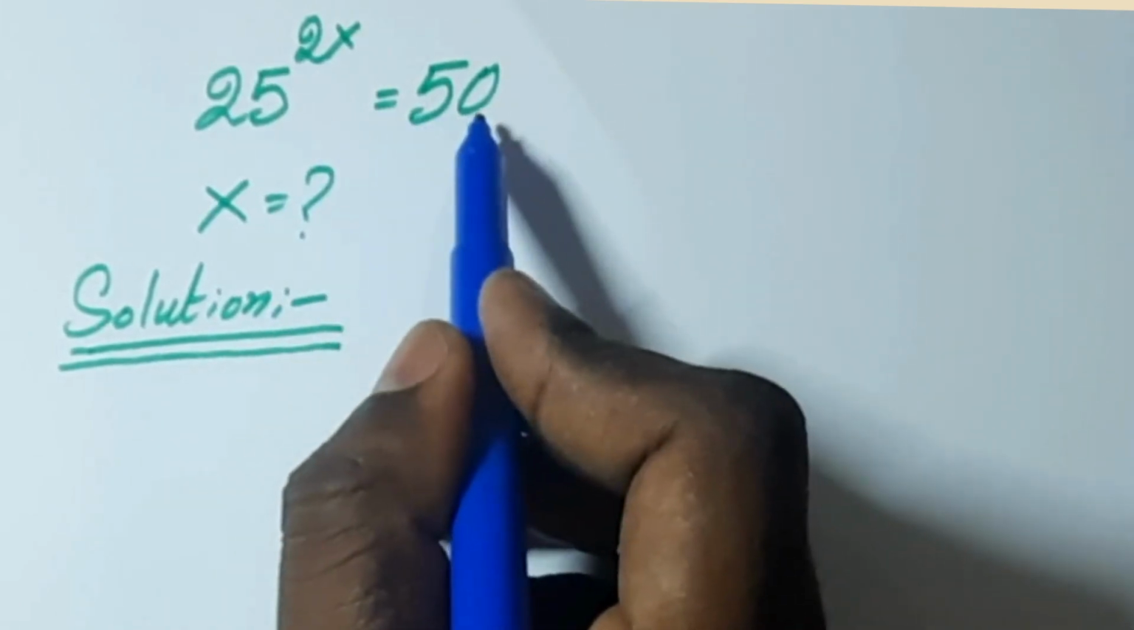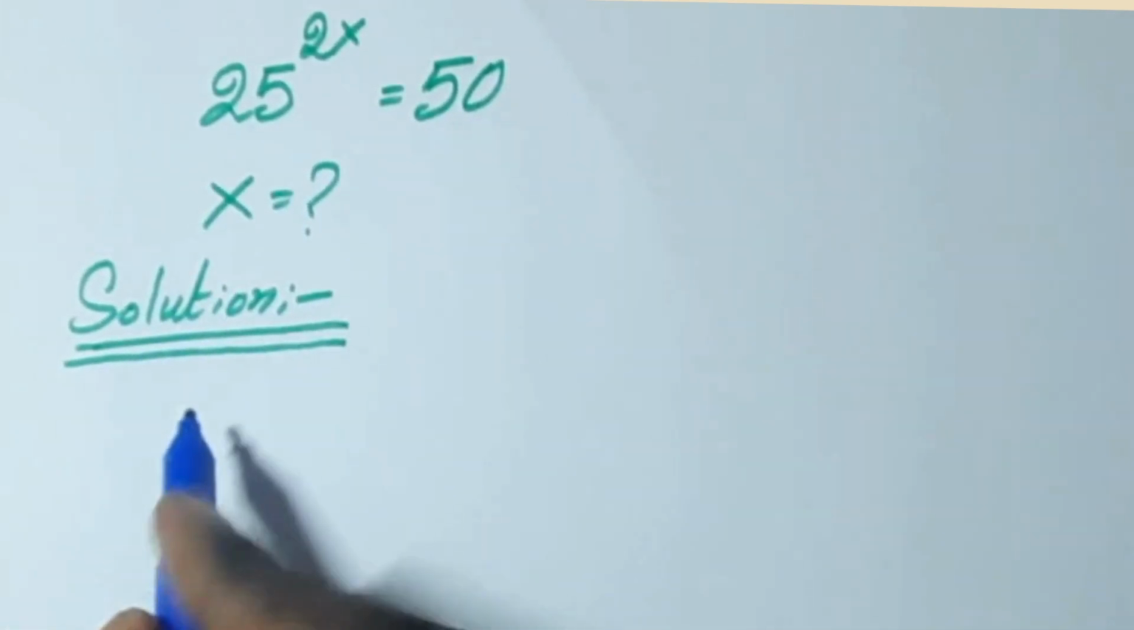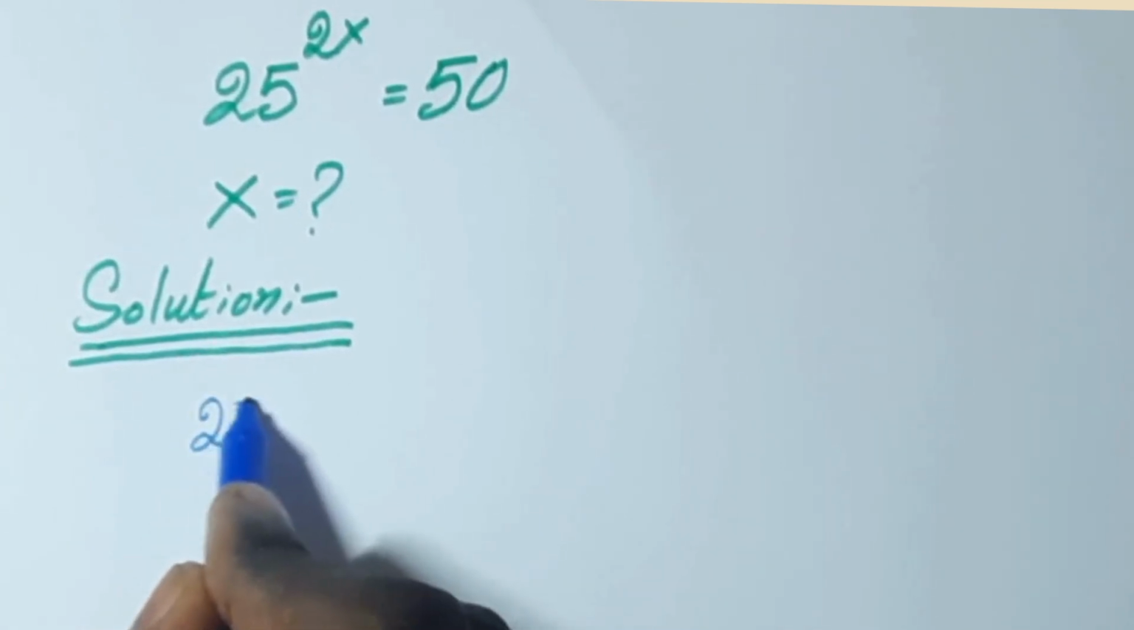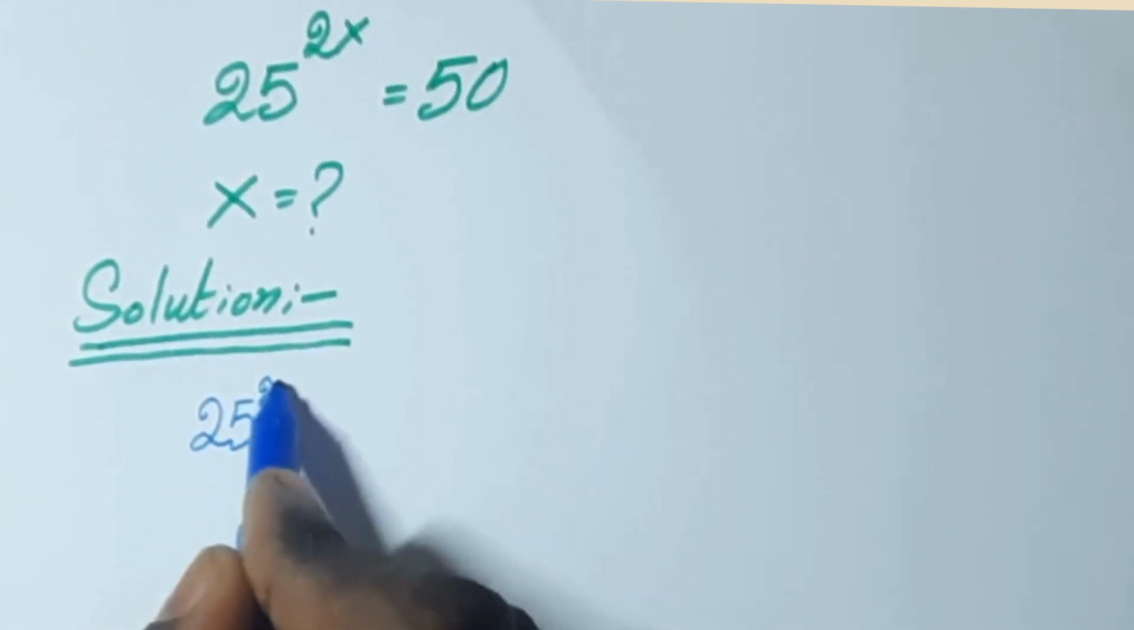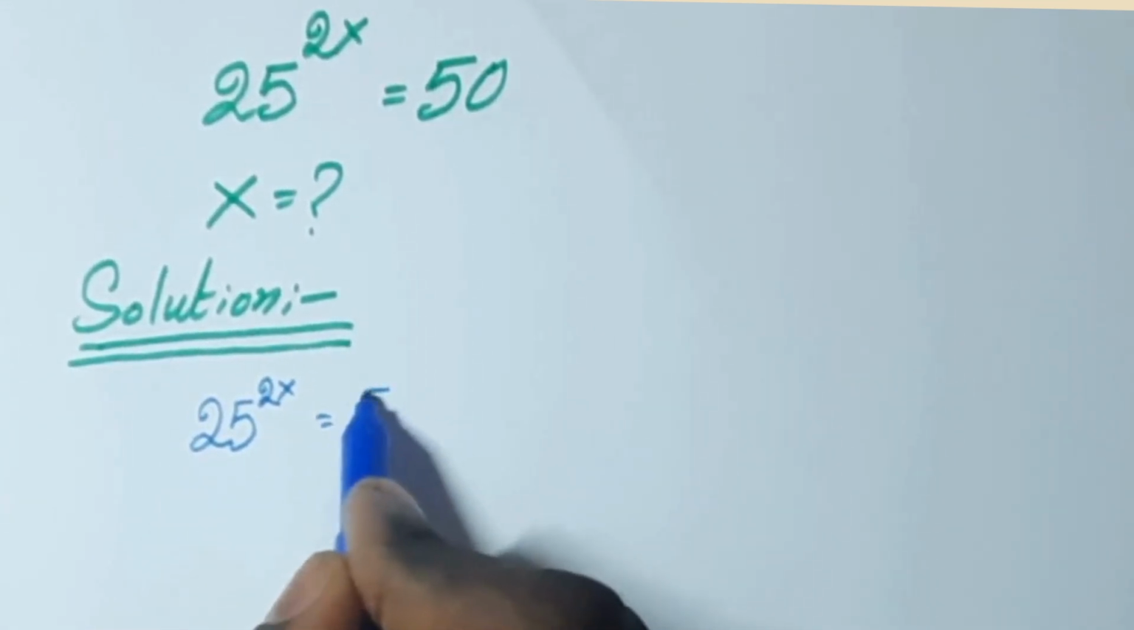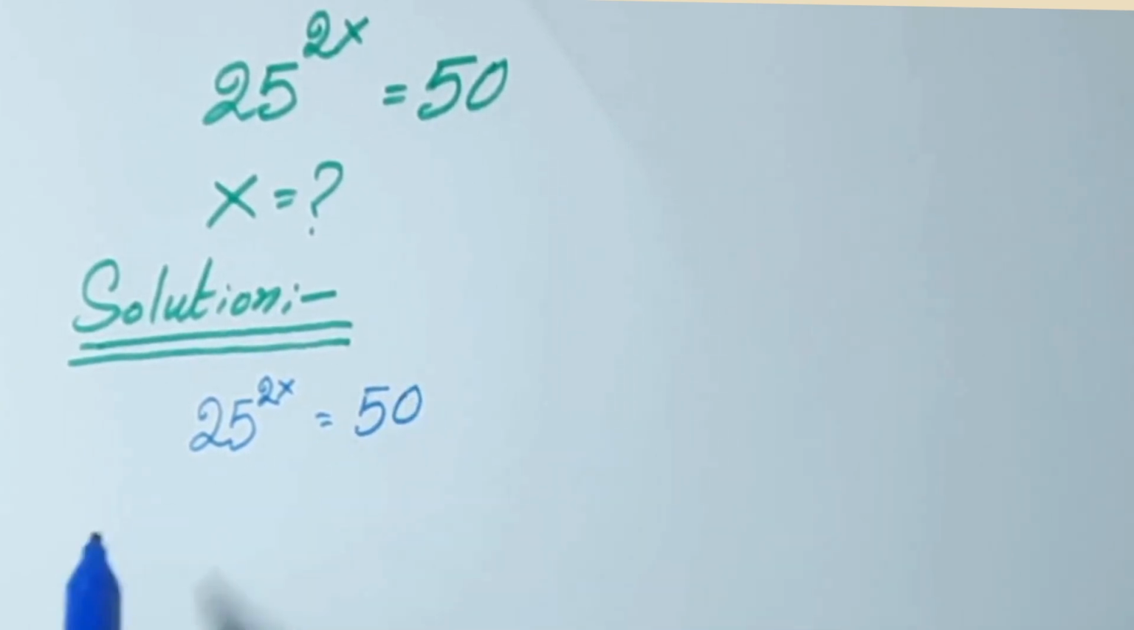Today we are going to solve this equation to find the x value. Solution: 25 power 2x equal to 50. Now take a log on both sides.